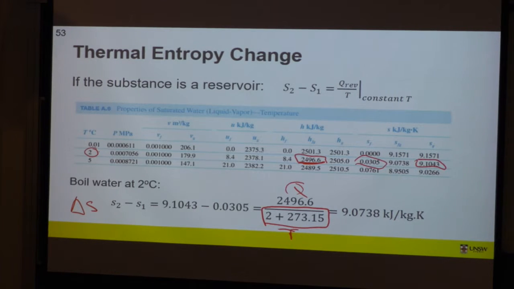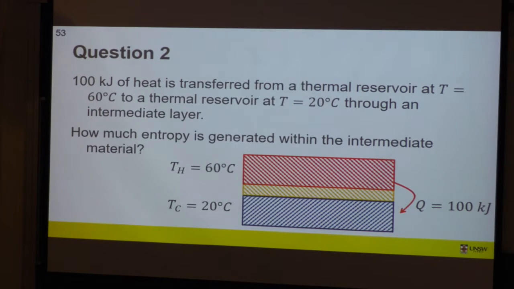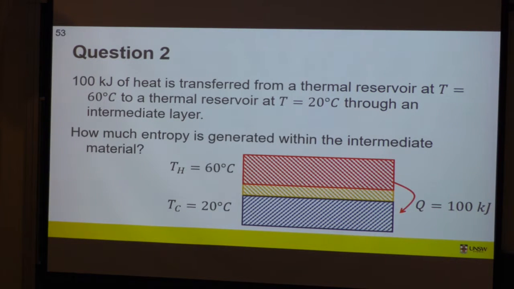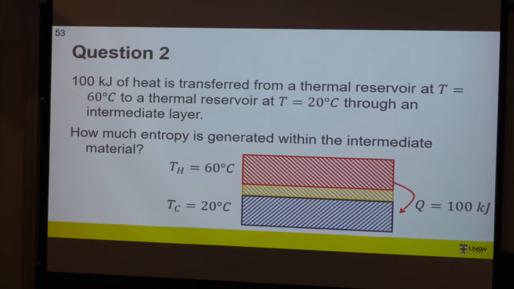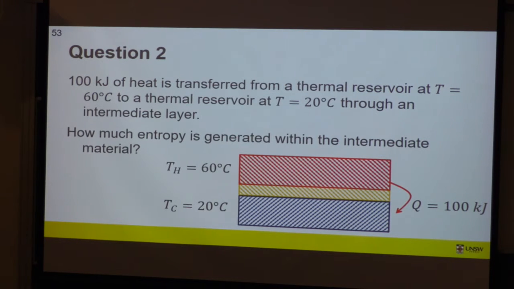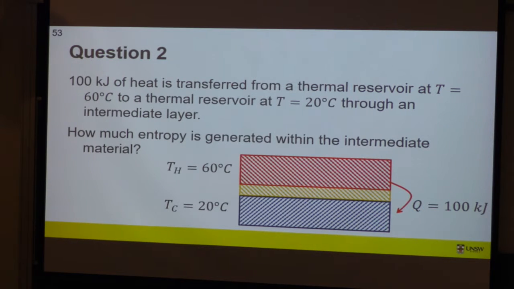So this is talking about entropy across a boundary, all right? This is to show how entropy emerges as something that increases when everything else is conserved. So energy is still conserved, the first law is still maintained, right? But now we've introduced a second law: entropy is increasing. So 100 kilojoules, some arbitrary amount of heat, is transferred between a thermal reservoir at 60 and a thermal reservoir at 20, okay? Entropy is going to be generated in this orange material in the middle, and we'll see how that works.